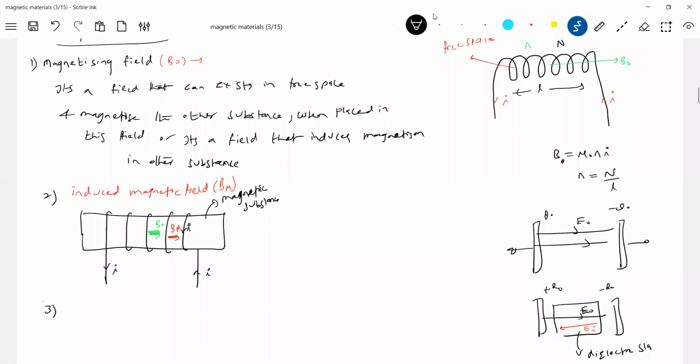Now, by varying current, tell me what will happen. B naught is some sort of entity. How much B naught can I control? By varying N or I. So I do have control on B naught also. To express the control on the magnetic field B naught, I'll bring another quantity, magnetic field intensity.